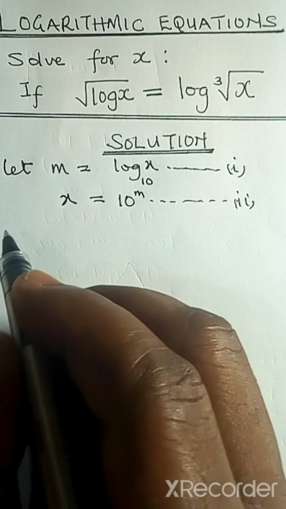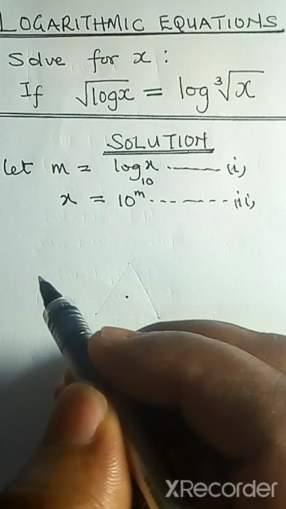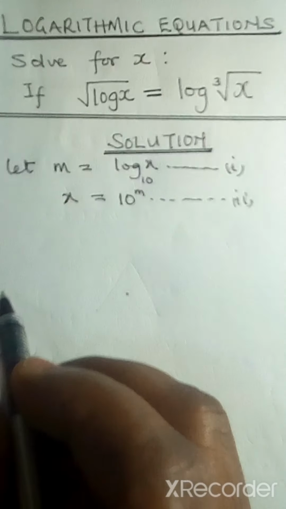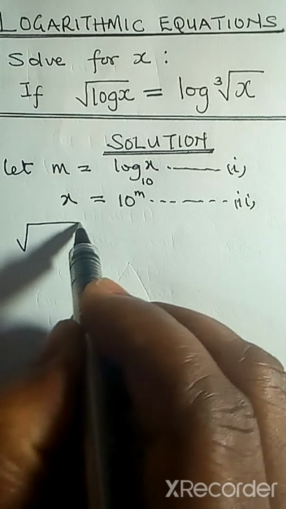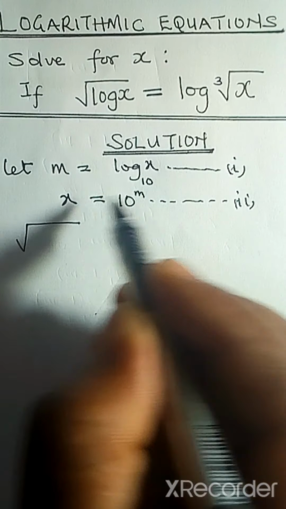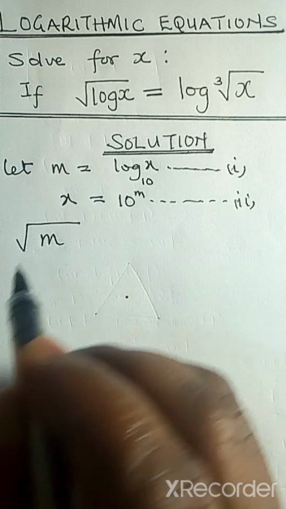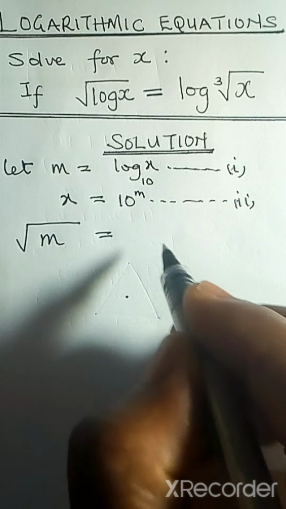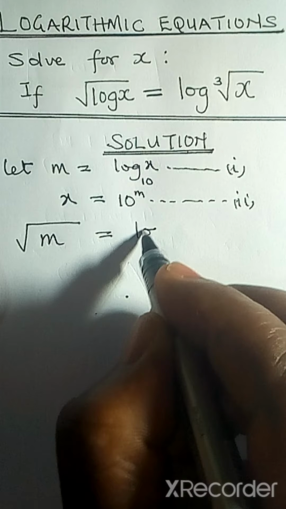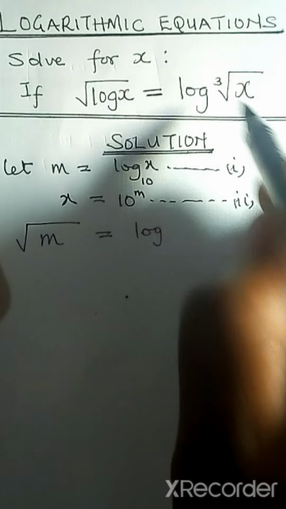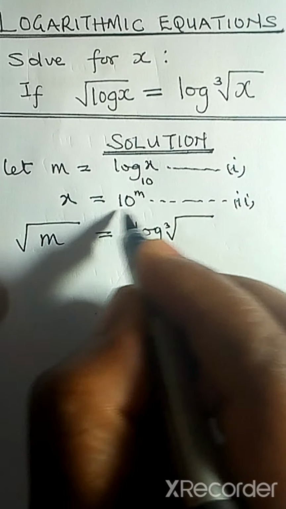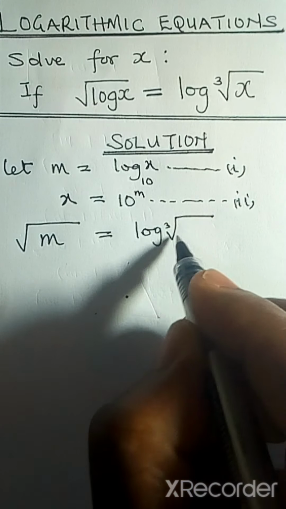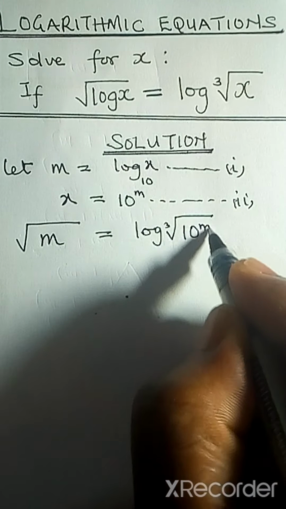Now substitute equation 1 and 2 into the original equation. Then we have the root of log x. Remember, log x is m, so the root of m equals log the cube root of x, and x is 10 raised to the power of m.